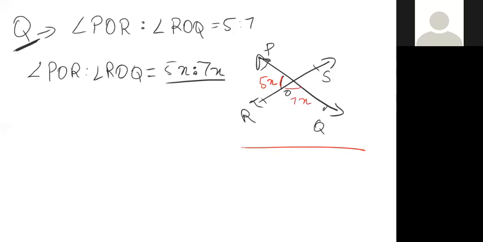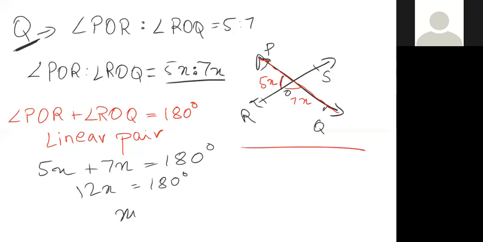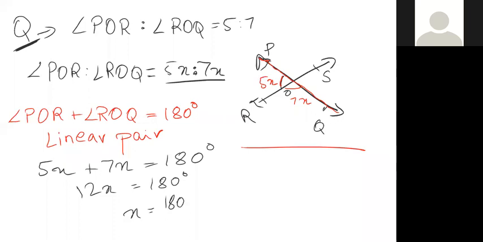Now this is a straight line and these two angles are there, so we know that angle POR plus angle ROQ is equal to 180 degrees because they are a linear pair. We discussed that. Since they're in a straight line, it will be that. So just substitute the values: 5x plus 7x is equal to 180. 12x is equal to 180. Therefore, x is 180 by 12, which is 15. Don't put the degree, just put a 15 there.